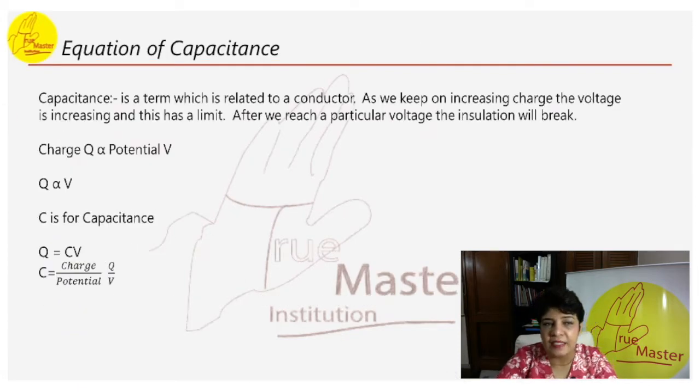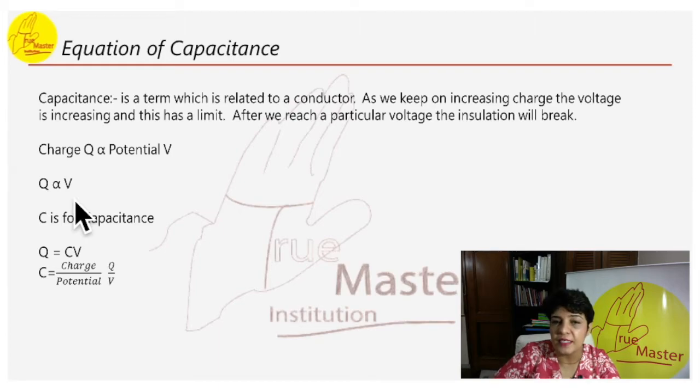Now, electrical capacitance of a conductor is the measure of its ability to hold electric charge. When an insulated conductor is given some charge, it acquires a certain potential. If we increase the charge on a conductor, its potential also increases. So charge Q is directly proportional to potential V. The proportionality constant C is called the capacitance.